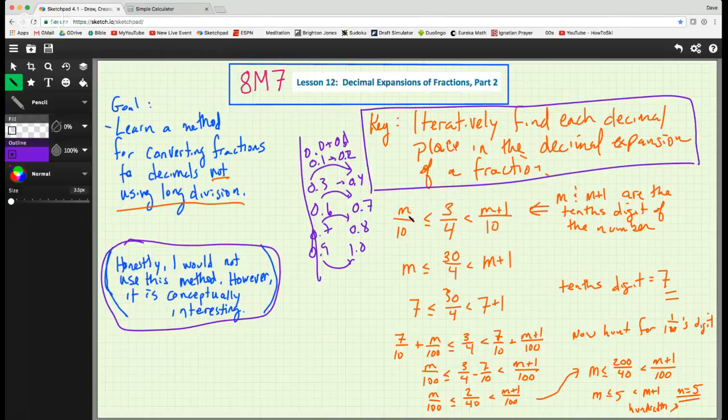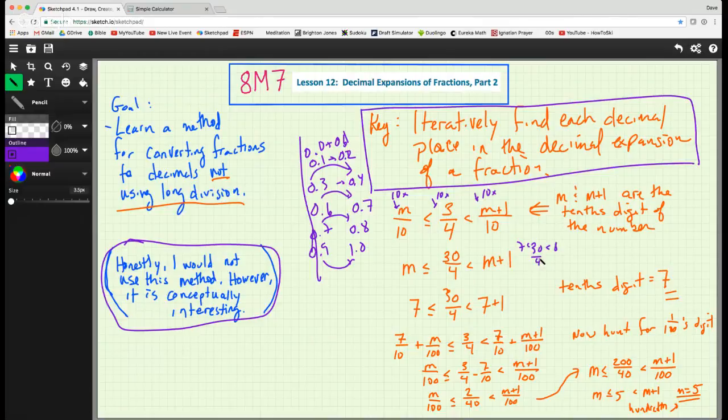So what we're going to do is take all sides and multiply them by 10. And we can do this by the multiplicative property of inequality. So we're going to multiply this by 10, this by 10, and this by 10. If we do that, m over 10 times 10 is just m. m plus 1 over 10 times 10 is m plus 1. And 3/4 times 10 is 30 over 4. Well, now it's pretty easy to see that our m has to be 7, because 30 over 4 is between 7 and 8.